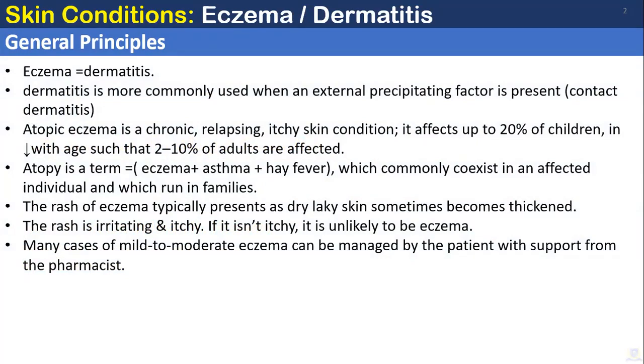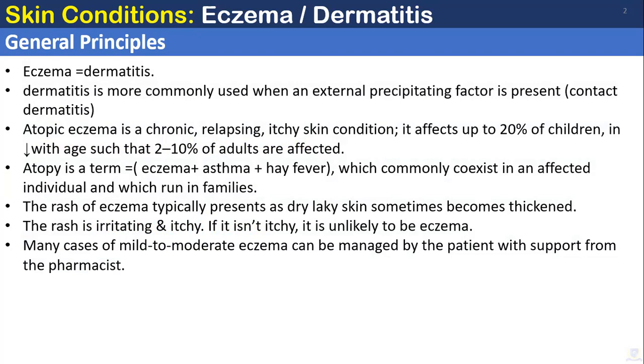When the term dermatitis is used, it most commonly refers to a skin condition that may be caused by an external or precipitating factor, like in contact dermatitis. While eczema is the term used when there is an internal factor that may precipitate the skin condition, like in atopic eczema, which is a chronic case affecting many children, about 10 to 20% of children, and its incidence is less in adulthood, where about 10% of adults may get atopic eczema.